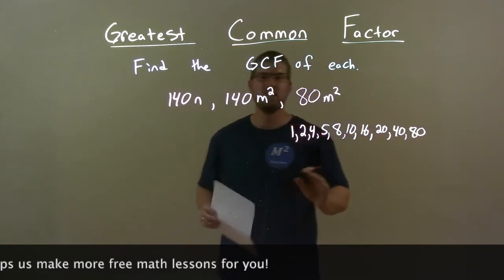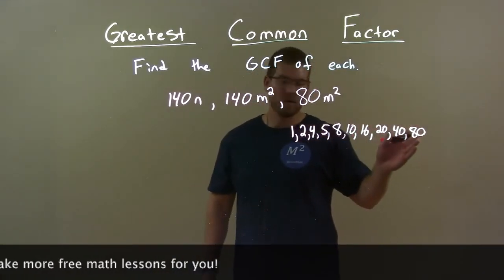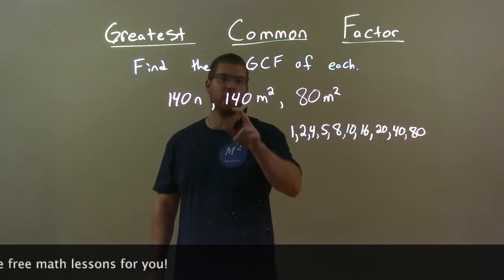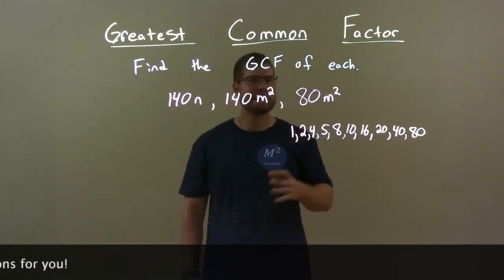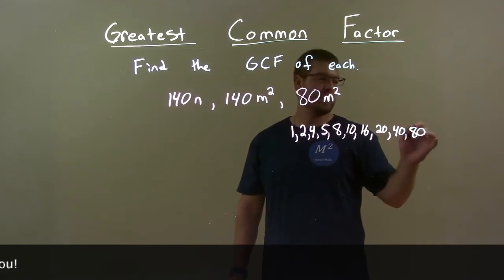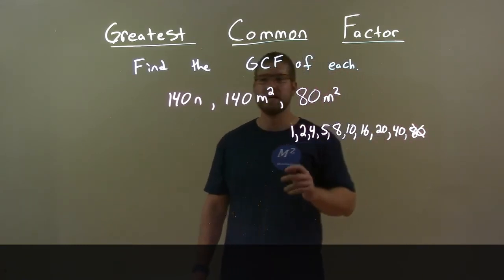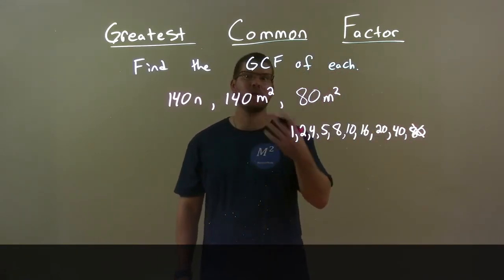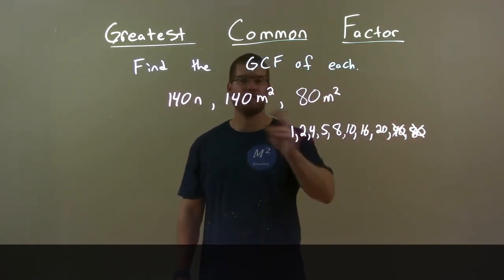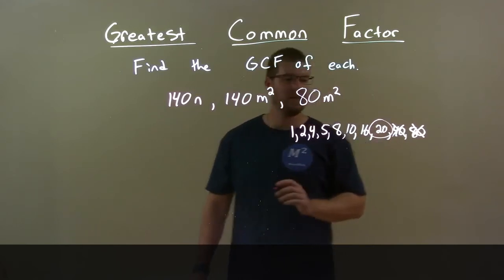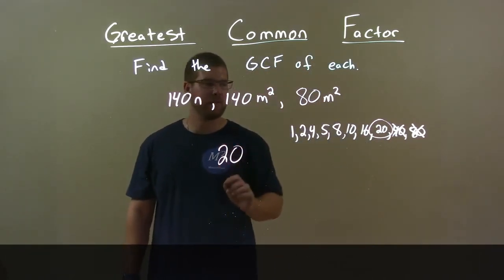Now, once I have this list, I find the largest one that also goes into the other two numbers. Well, 140 is the same for both, so now we just gotta check this. Does 80 go into 140? No, it goes into 160, but not 140. Does 40? Well, 40 goes into 120, but not 140. What about 20? Now, 20 does. 20 times 7 is 140. So 20 is the number that I am looking for, okay?